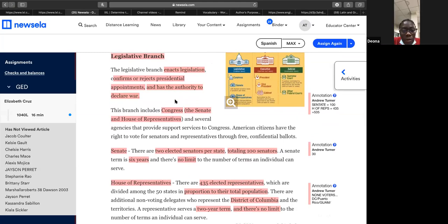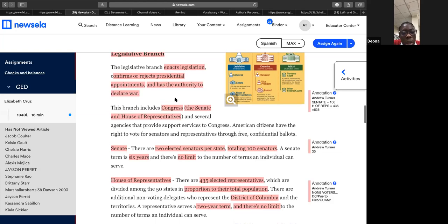The legislative branch enacts legislations, confirms or rejects presidential appointments, and has the authority to declare war. The branch includes Congress, the Senate, and the House of Representatives, and several agencies that provide support services to Congress. American citizens have the right to vote for senators and representatives through free, confidential ballots. Senate.